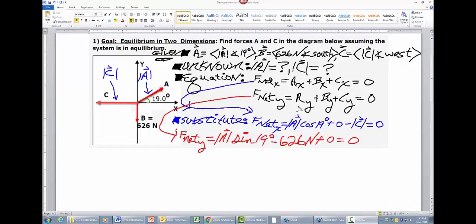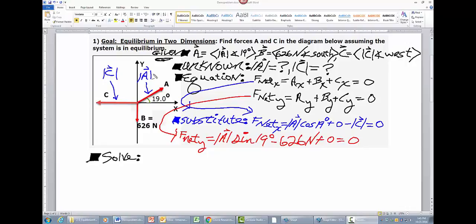F net of y is A sub y, which is the magnitude of A times the sine of 19 degrees, plus B sub y. B sub y points along the negative y-axis, therefore its component is all negative y. So that's plus a minus 626 newtons, plus C sub y. C sub y is 0, since vector C points out the negative x-axis. This is all equal to 0.